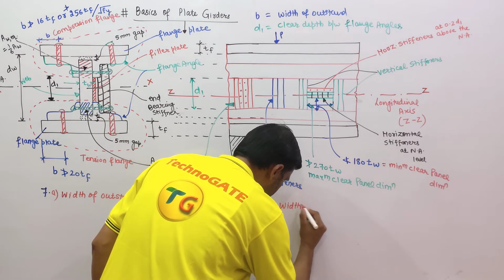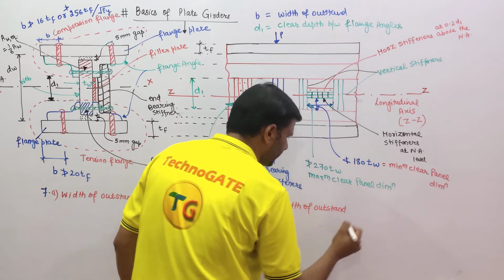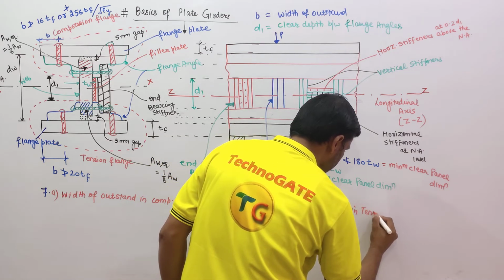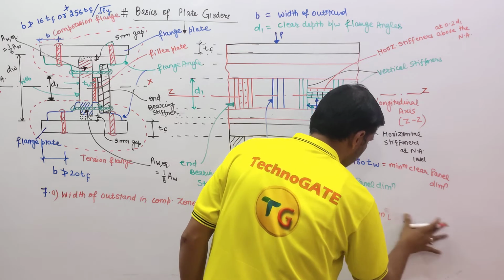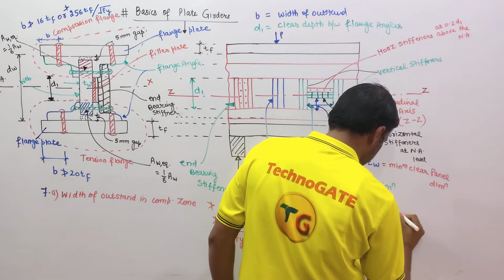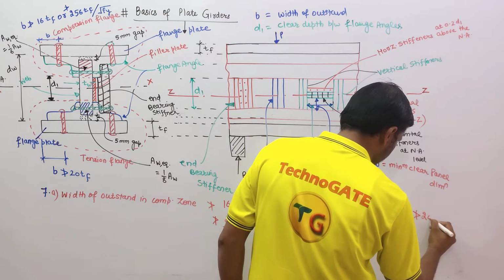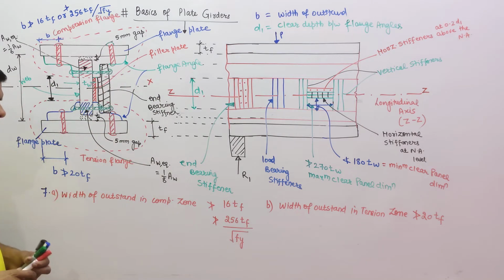Width of outstand in tension flange or tension zone shall not be more than 20 times of the TF. Very, very important values.